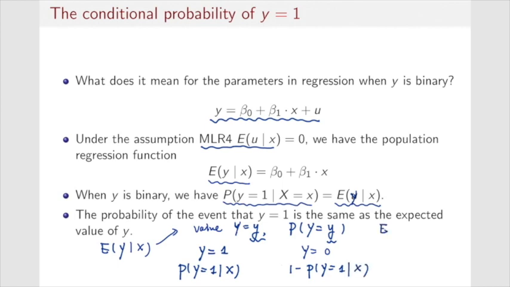Then we have the expectation of y conditional on x is equal to 1 times the probability that this event happens plus 0 times the probability that the other event happens. What is left is the conditional probability of the event that y equal to 1. So in other words, the probability of the event that y equal to 1 is the same as the expected value of the dependent variable y when y is binary.